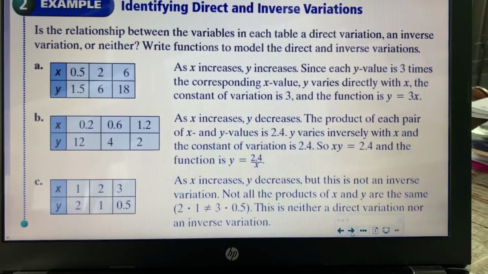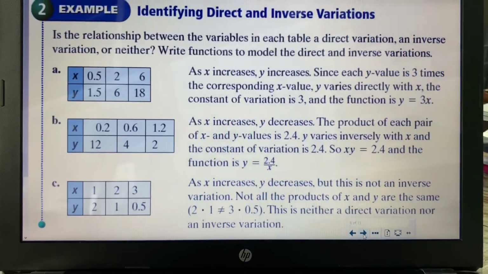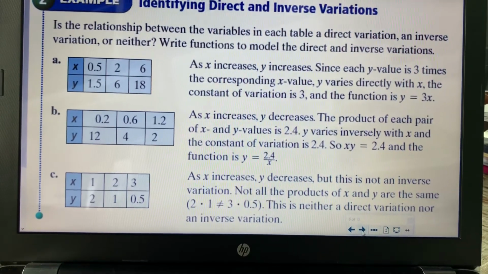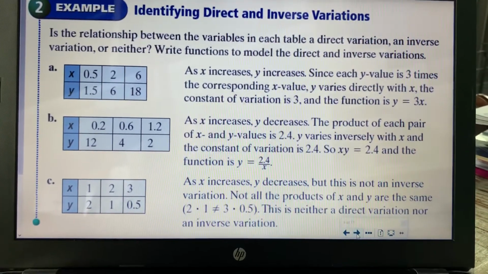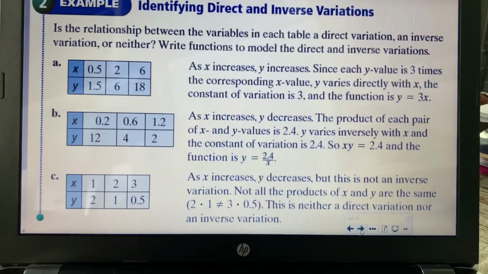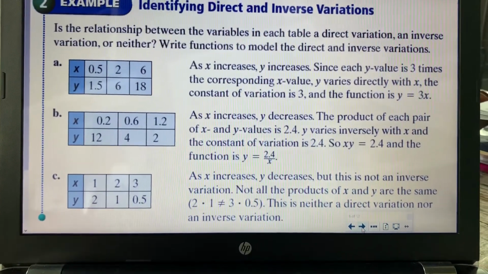So in this one, you would multiply 0.2 times 12, and then multiply 0.6 times 4, and then multiply 1.2 times 2. And each time you get 2.4, every time. The constant of variation is 2.4, and it is an inverse relationship. So your inverse variation equation would be y equals 2.4 over x.